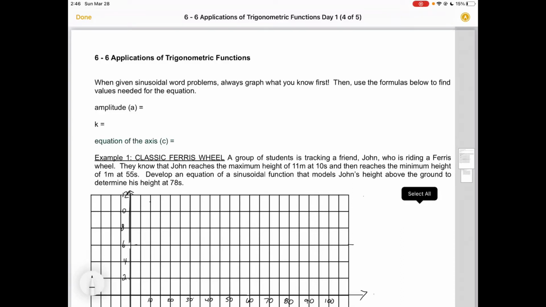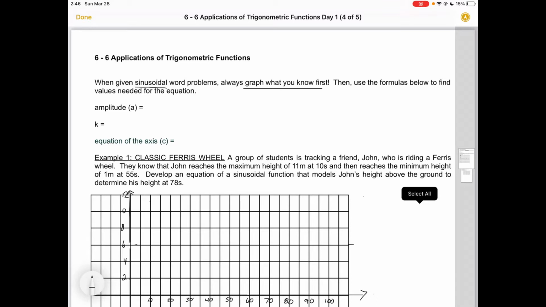This video goes over some applications of trig functions. When you're given sinusoidal word problems, which means it could be a sine function or a cos function, you're always going to graph what you know first. Then you can use these formulas to find the rest of the values that you need for the equation.